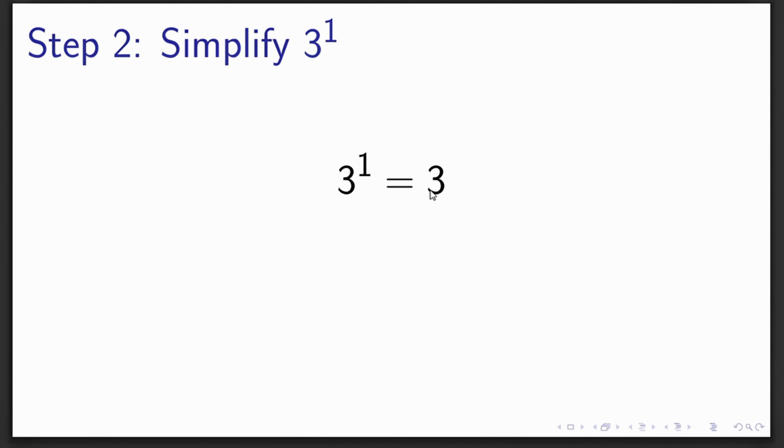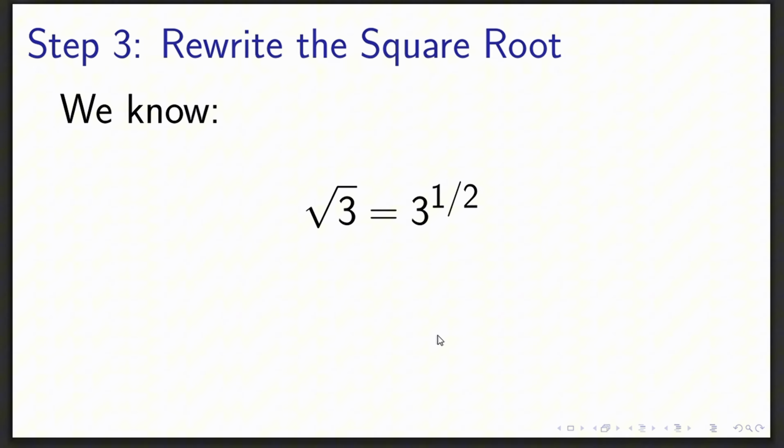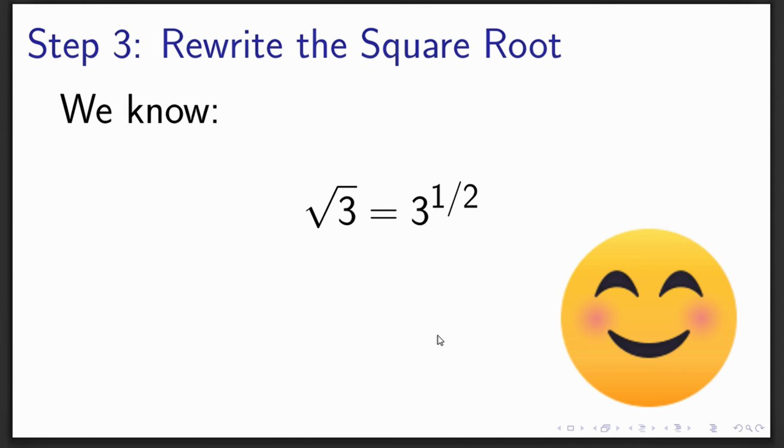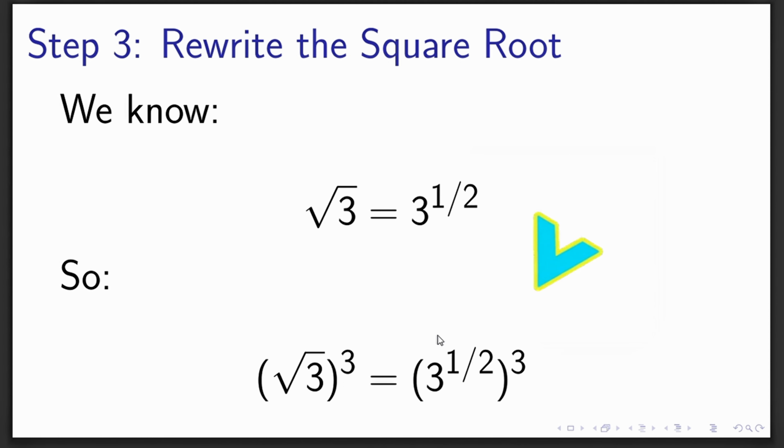Now I am going to substitute this value. So therefore we are going to get root of 3 power 3. Now we know that root of 3 will be equal to 3 power 1 by 2. So I am going to substitute this value. When I substitute this value, I will get 3 power 1 by 2 and the whole power is 3.